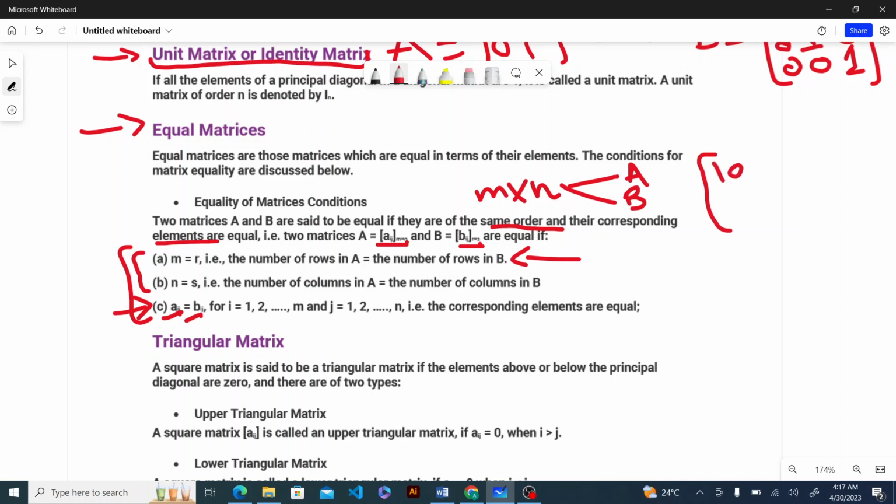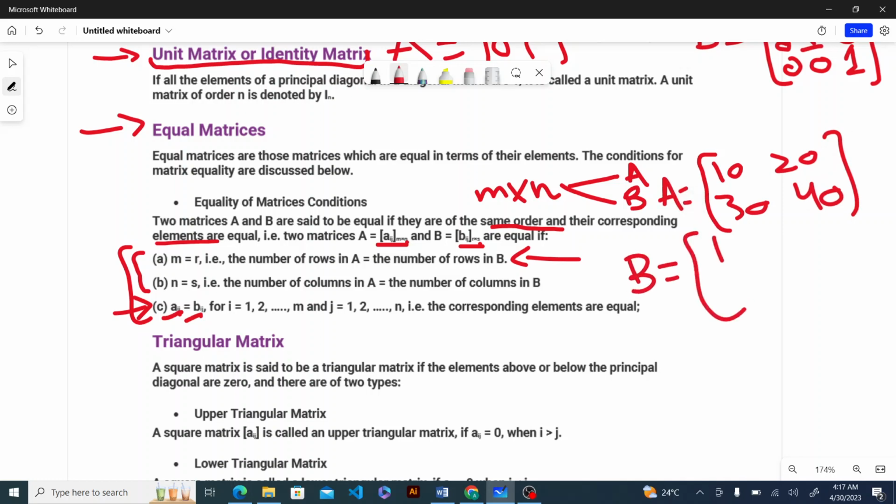We have matrix 10, 20, 30, 40. This is matrix A, okay, and the matrix B is 10, 20, 30, 40. They are equal matrices, okay, equal, because all these conditions are fulfilled.